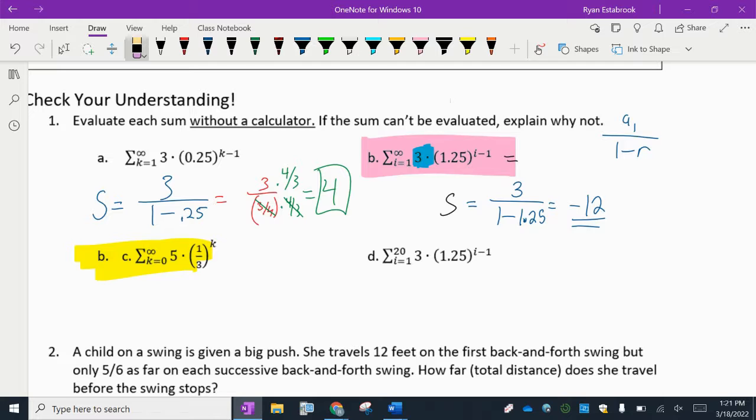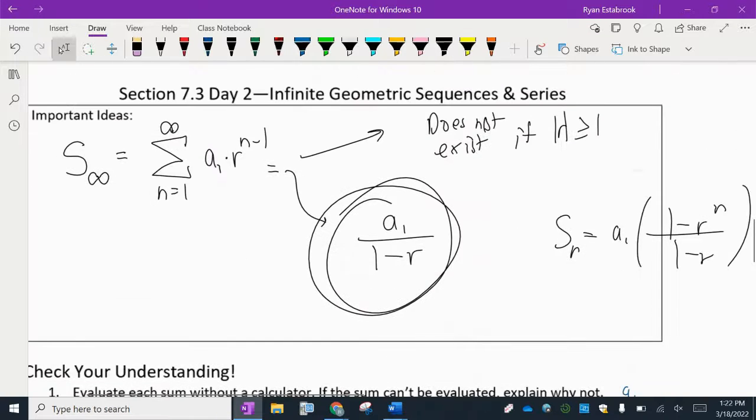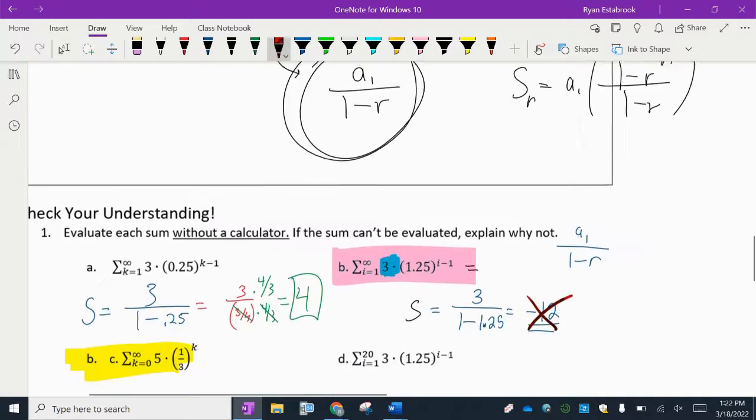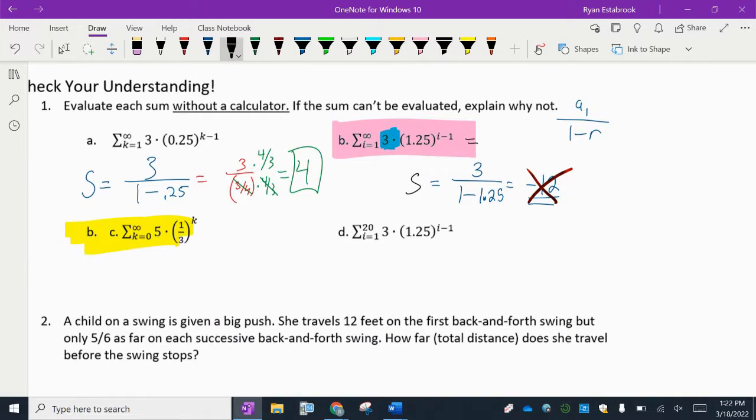Does that answer make any sense? If the first number is 3, the common ratio is positive 1.25. That means your second term is going to be 1.25 times bigger than this. Then the next term is bigger, more positive. You're adding all these bigger positive numbers. Is it at all possible you could end up with a negative result? No. And remember, in order to use this formula, the ratio has to be less than 1. It doesn't work if the ratio is greater than 1. So once you see that this common ratio is bigger than 1, this sum does not exist.